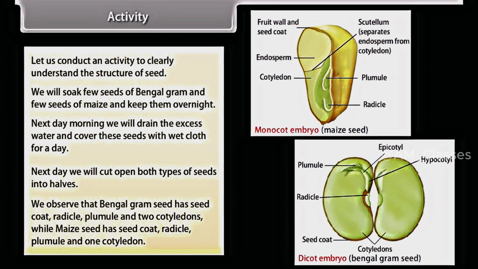We observe that Bengal gram seed has seed coat, radicle, plumule and two cotyledons, while maize seed has seed coat, radicle, plumule and one cotyledon.